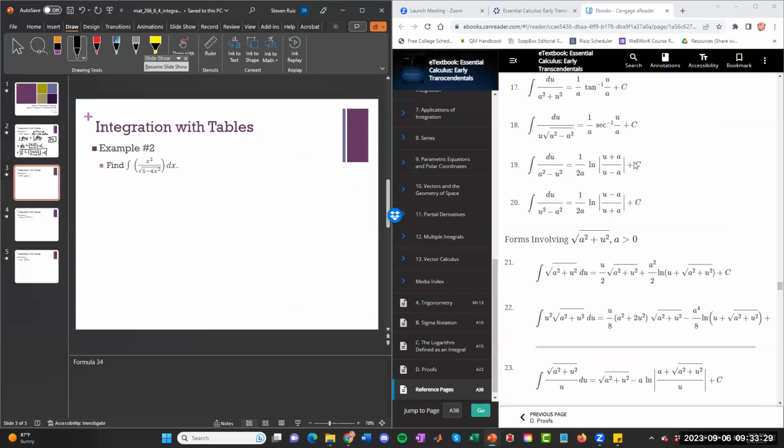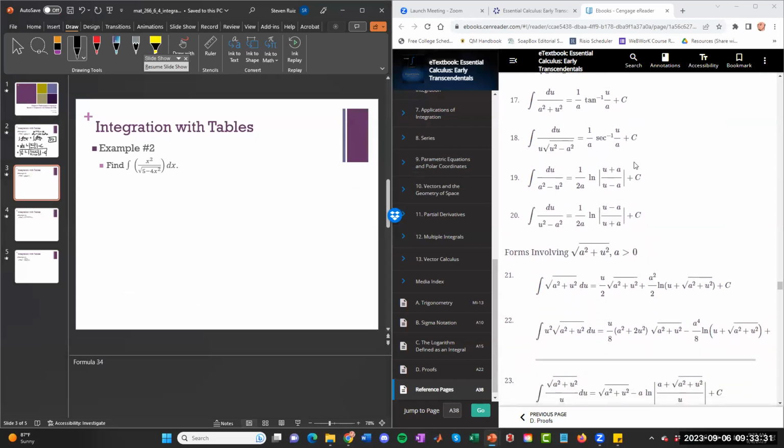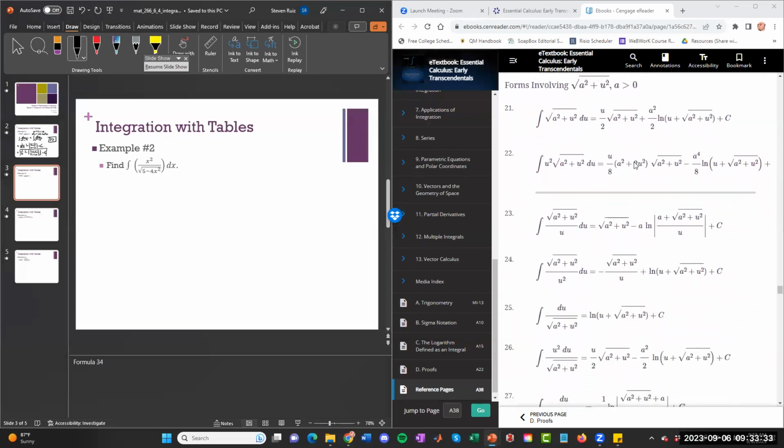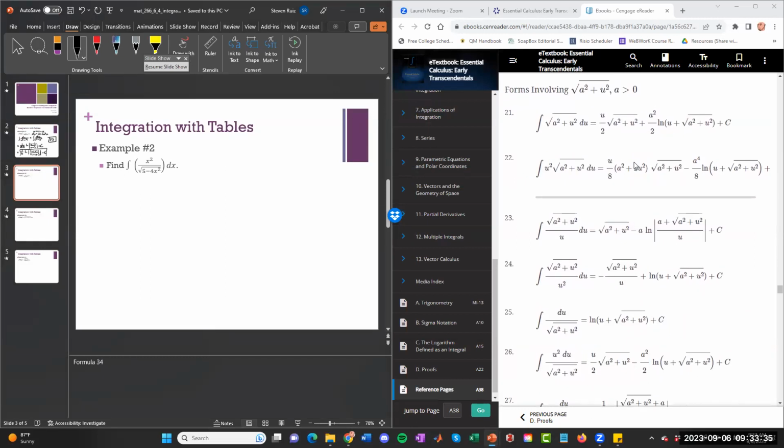All right, what's going to work here? So let's look at the headings again. So the radical of a squared plus u squared. Does that make sense to look there?